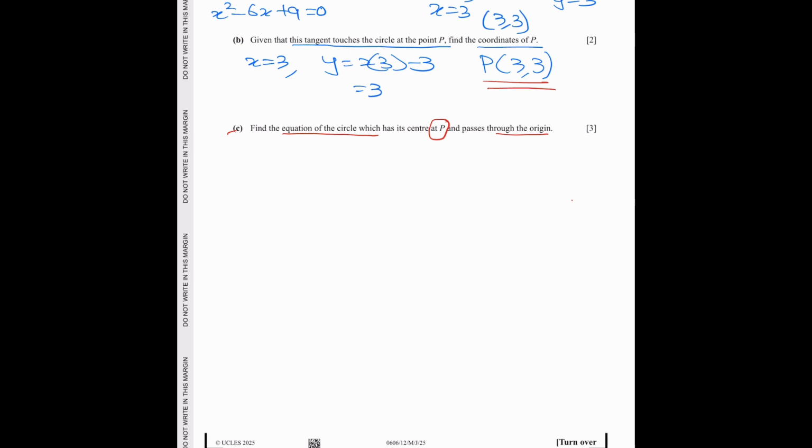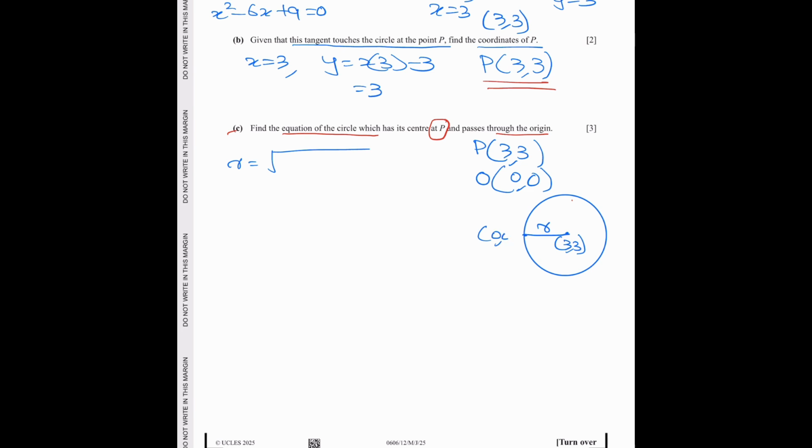In part C, the center is 3 3 and it passes through the origin 0 0. So you just need the radius. The radius will be 3 minus 0 square. The center is 3 and 3 and it passes through the origin 0 0. If you draw the diagram, this is the center and it passes through the origin, so this is our radius. With the coordinates 0 0, it is 9 plus 9 equal to 18.